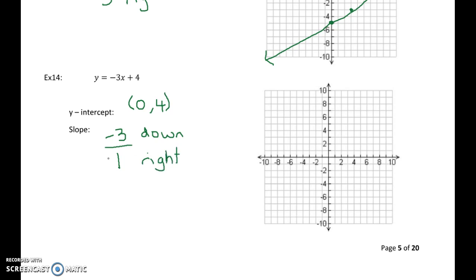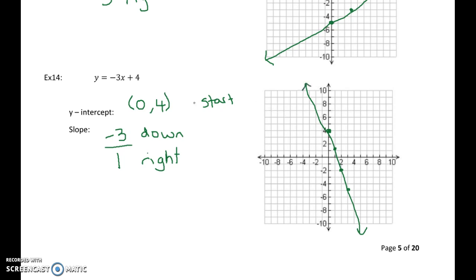I always like to have the denominator positive and the numerator negative. That way I don't get mixed up. So I'm going to start at (0, 4). From there, I'm going to move down 3, to the right 1. Down 3, to the right 1. Down 3, to the right 1. Just enough times till I can see my line all the way across the grid.